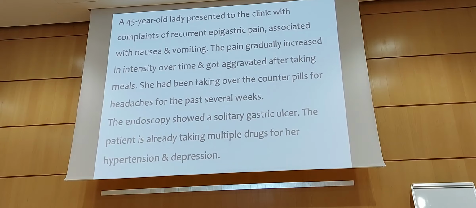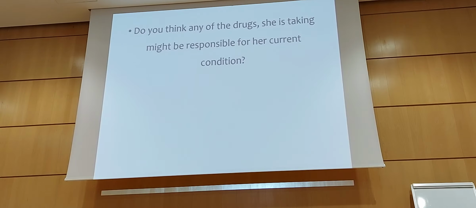It was gastric ulcer. The patient is taking multiple drugs for hypertension and depression, and some over-the-counter medications for her headache. Now the questions. Do you think any of the drugs she is taking might be responsible for her current condition? Yes. As I said, she is taking over-the-counter. And what is the most commonly used OTC NSAID? Ibuprofen. Ibuprofen is the most commonly used.